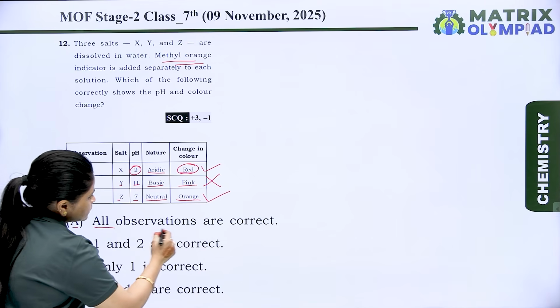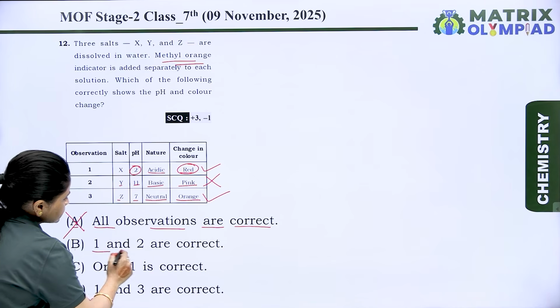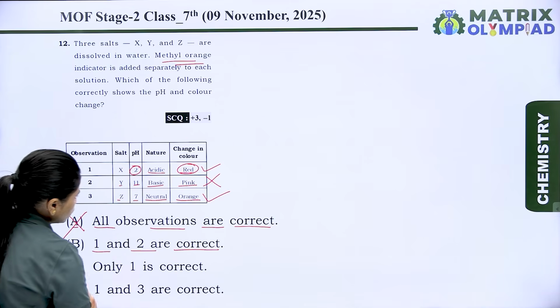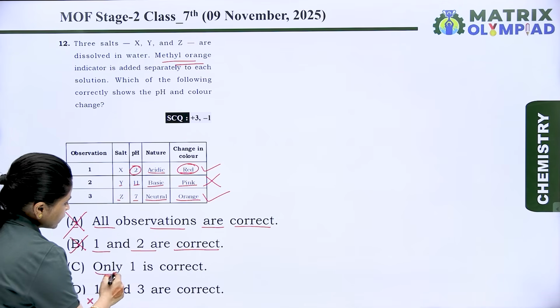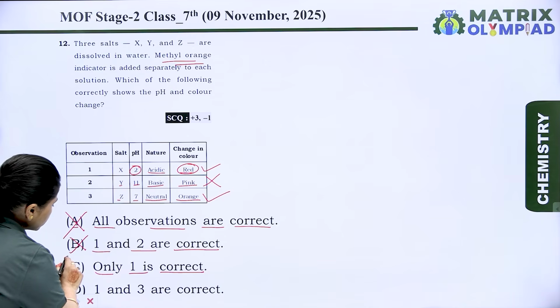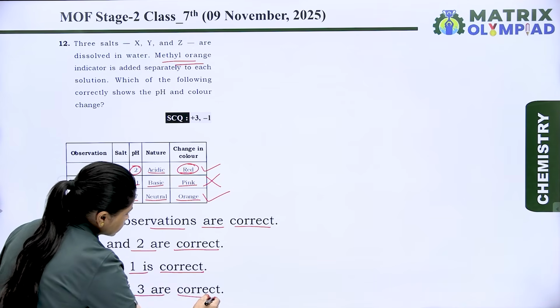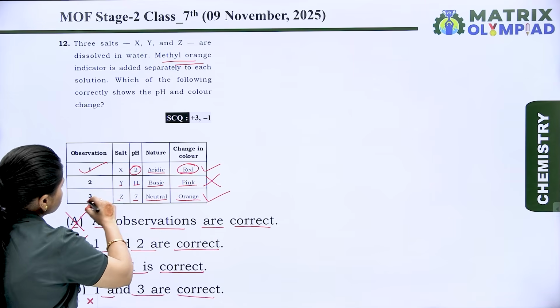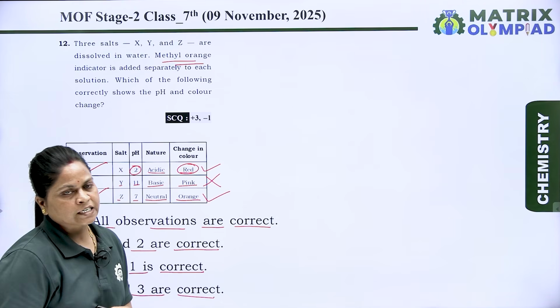Let's take the answer. A, all observations are correct. No, it is wrong. B, first and second are correct. No, second is wrong, so B is incorrect. C, only 1 is correct. No, it is again wrong. D, 1 and 3 are correct. Yes, 1 and 3 are correct. So the correct answer is option D.